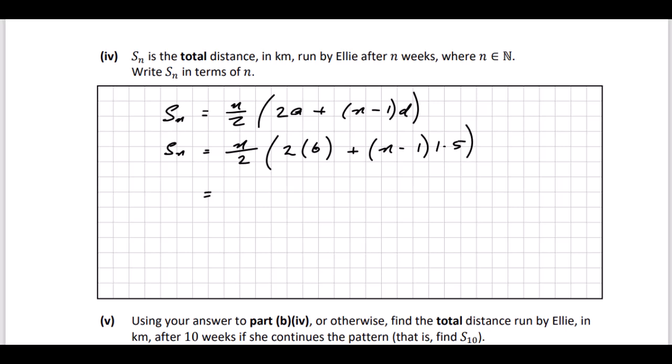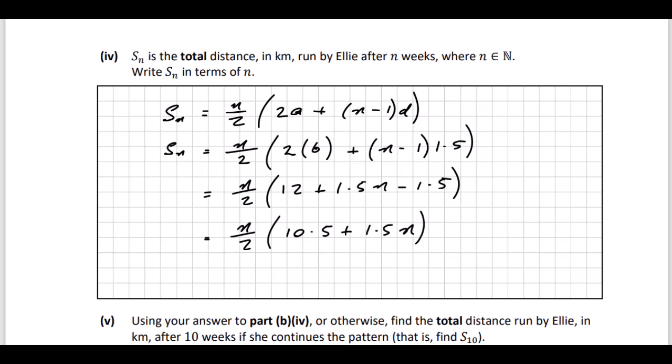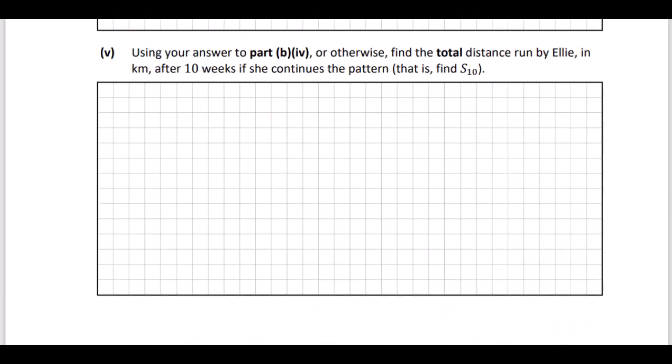So you just simplify that, so you get n over 2, 2 times 6 is 12, plus 1.5n minus 1.5 when you take away the brackets. That'll give us n over 2 times 12 minus 1.5 is 10.5 plus 1.5n. And you could multiply out the brackets again, but let's just leave it at that. Sn is the total distance. Write Sn in terms of n. I've done that. That's enough for that one, I think. Let's have a look at number 5.